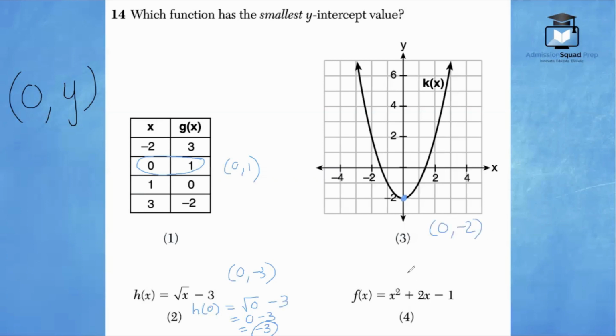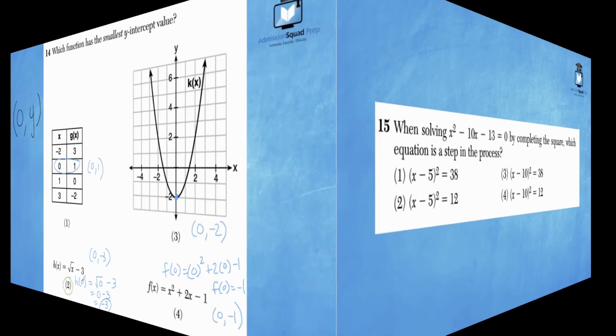And for answer choice 4, we have f of 0 equals 0 squared plus 2 times 0 minus 1. So f of 0 equals -1. So the y-intercept is 0, -1. Out of all of these y-intercept values, the smallest number here is -3. So choice 2 is the correct answer.